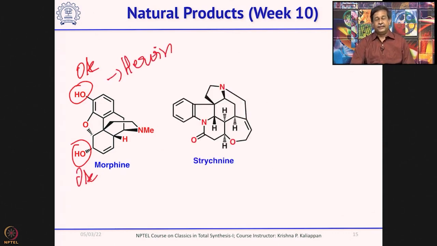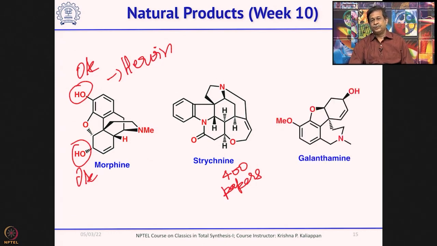Then we'll move to one of the most celebrated alkaloids, called strychnine. For strychnine, there were 400 papers on the isolation and structural elucidation reported from the 1840s to the 1970s. The first total synthesis of strychnine was reported by Woodward, and followed by two more really outstanding total syntheses of strychnine, which will be discussed in week 10.